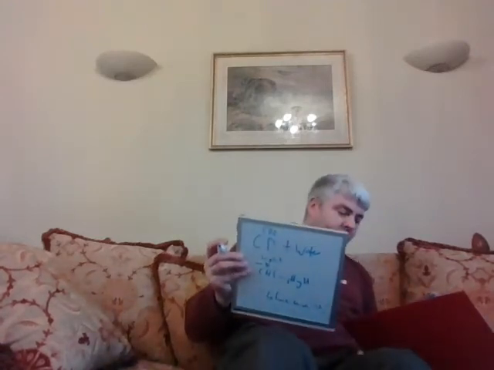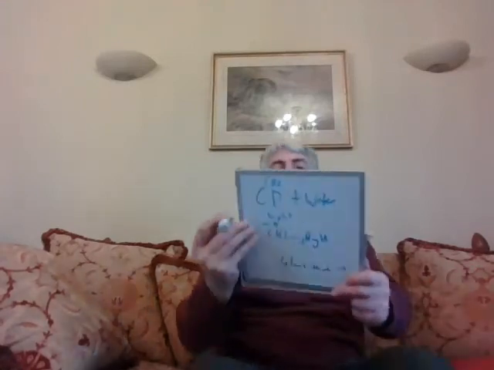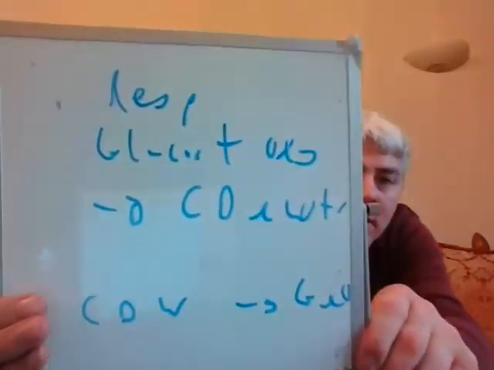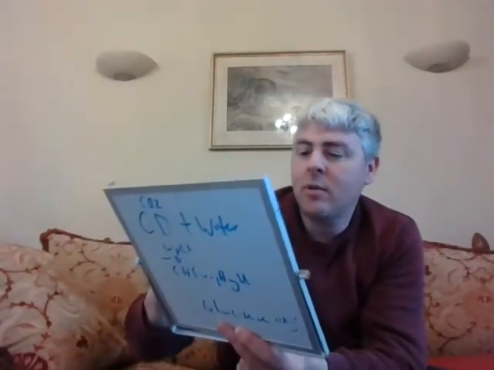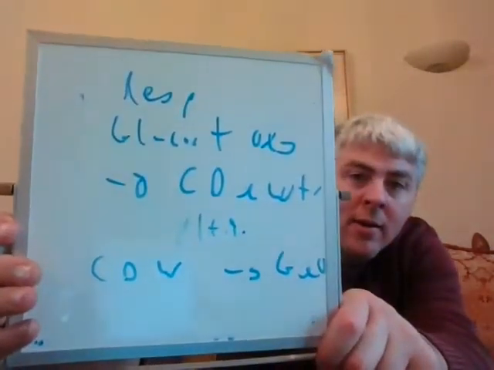Respiration and photosynthesis. The equations are the same, but in opposite directions. For respiration, glucose and oxygen go to carbon dioxide and water, and it's the other way around for photosynthesis: carbon dioxide and water go to glucose and oxygen.